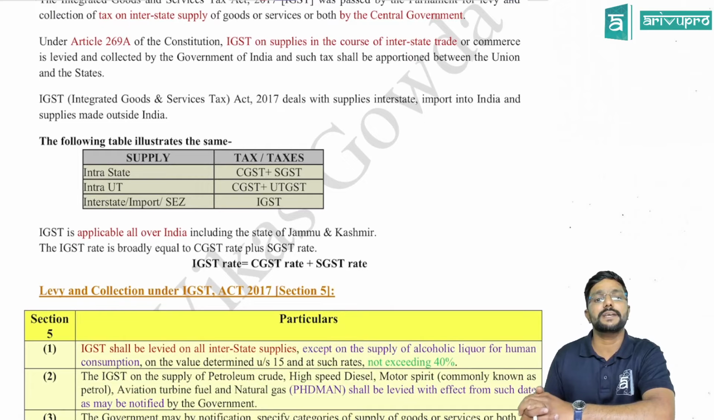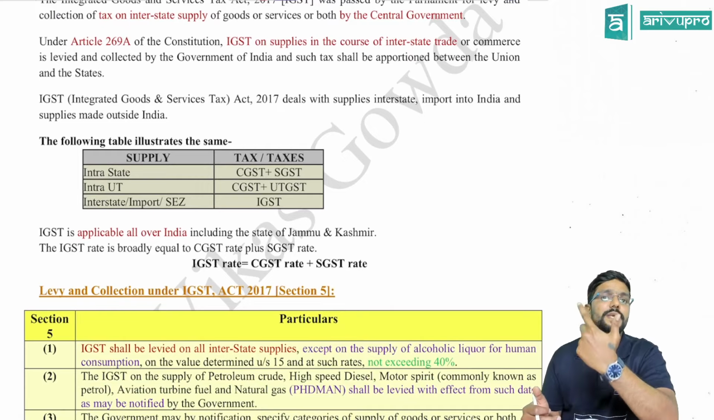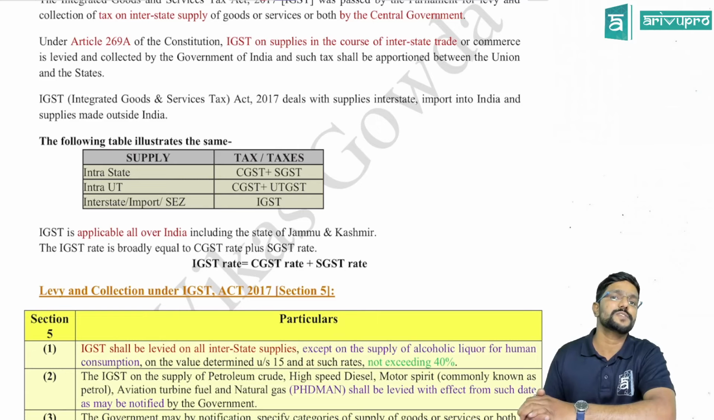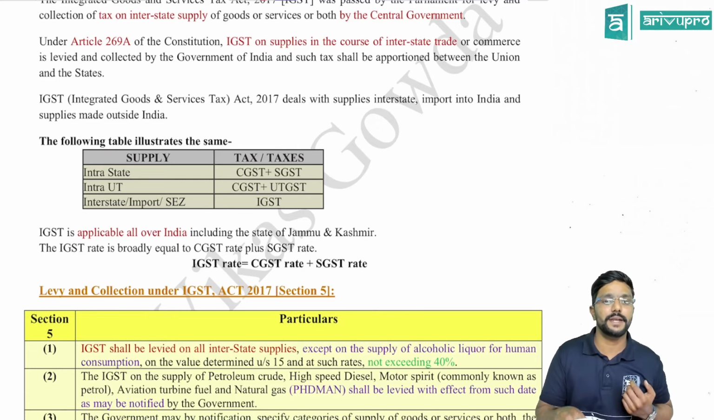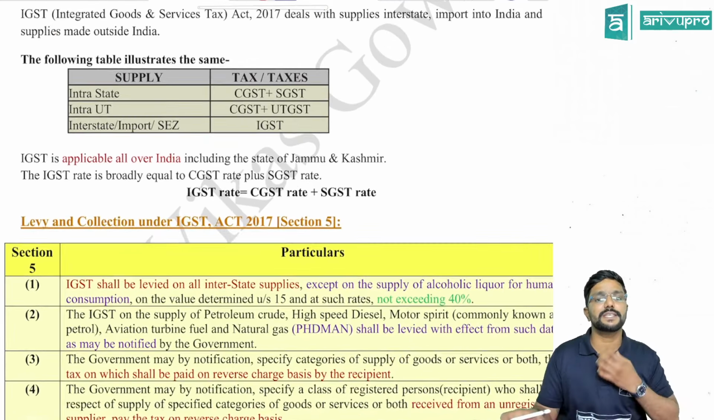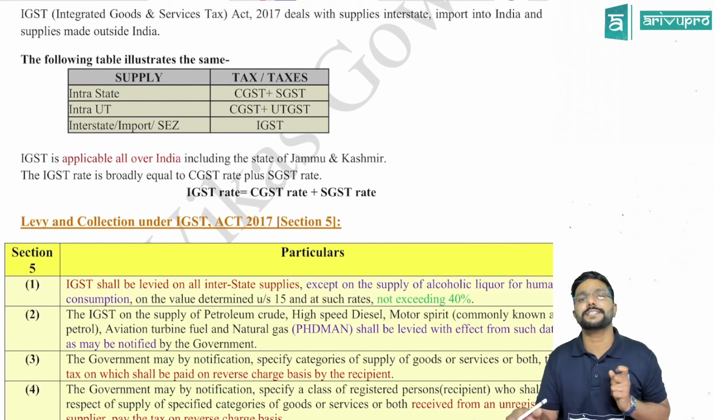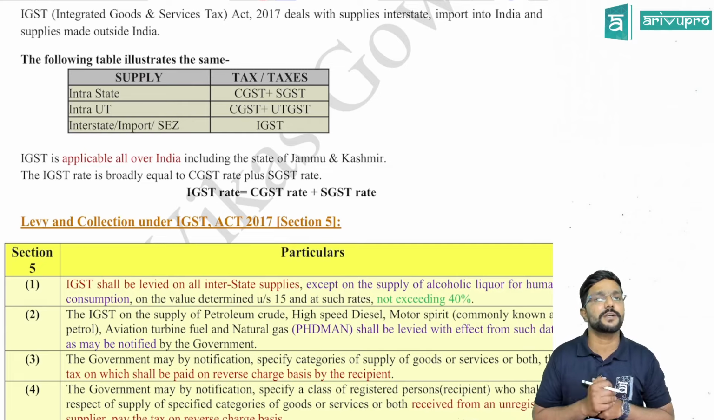Then IGST is applicable with respect to interstate supply, which includes import and export of goods or services into India or outside India. Whenever there is an intrastate supply, CGST plus SGST would be levied. CGST is completely central government revenue, whereas SGST is the state government revenue.